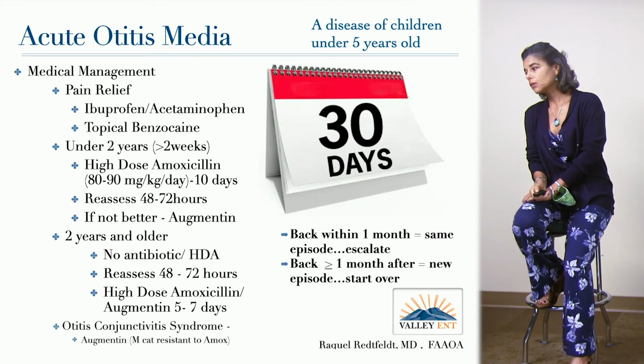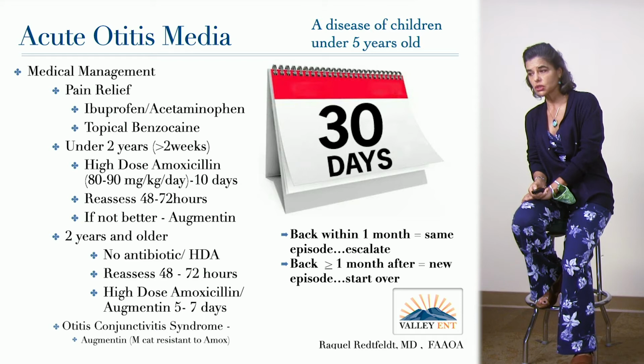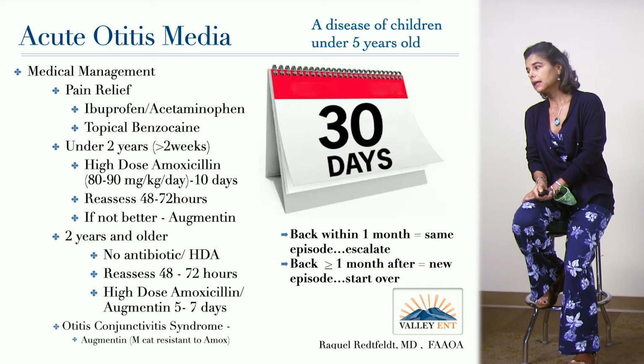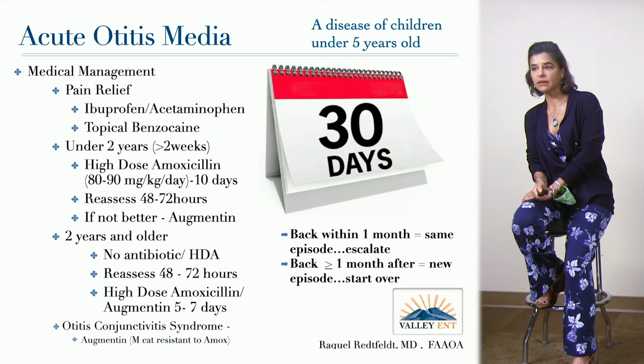So when do you have a new episode? So lots of these little kids, because of this Eustachian tube problem, because of the adenoid, because of the fact that they're immunologically not very competent, they can have bouts of this like every 2 weeks, every 3 weeks. When is it a new episode? And the answer is 30 days.